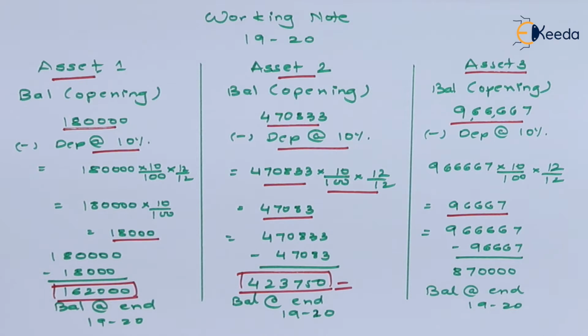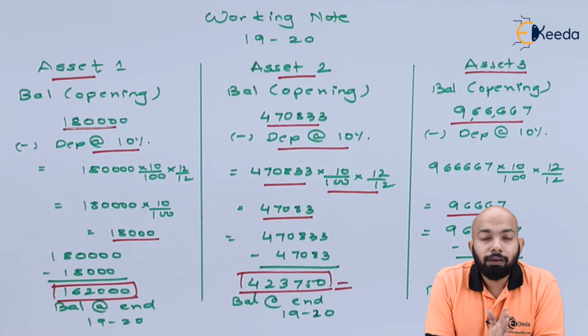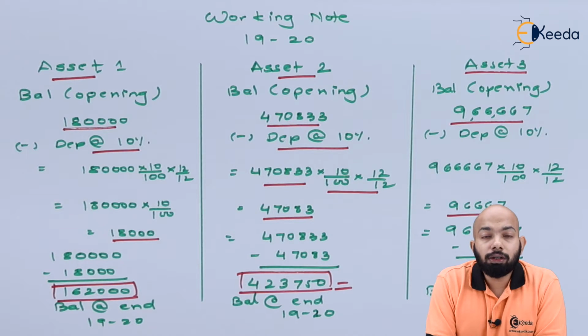asset number 3. Now, asset number 2 and asset number 3 stay as they are. We have to calculate the total of profit and loss here for asset number 1, as it has been sold out at the end of the year 1920. That means 31st March 2020.